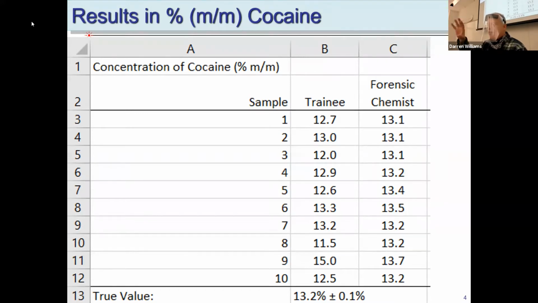Whereas the trainee, what's the minimum value for the trainee? 11.5 and the maximum 15. Yeah, so it's a big spread from 11.5 to 15. Right there, just looking at the data, you could say there's likely a significant difference between the trainee and the forensic chemist in terms of precision. Precision is how much the data scatters. So without doing any statistical analysis, you can just look at the numbers and say, it looks like the trainee's a little bit more scattered than the forensic chemist, and it kind of makes sense.